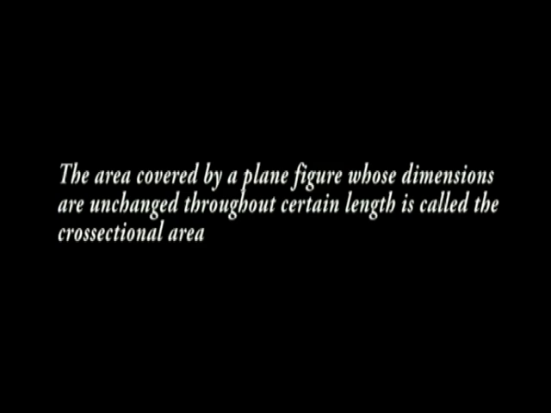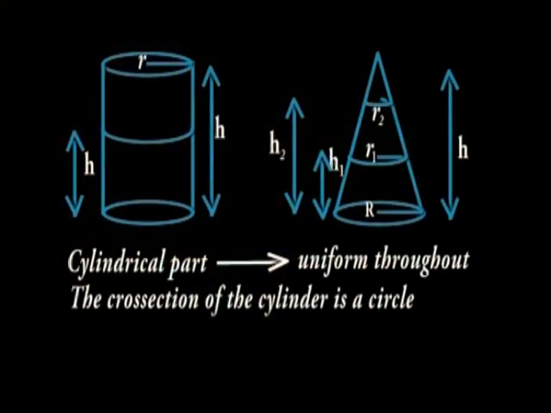Let's use a cylinder and a cone to extrapolate further. For the case of the cylinder, the bottom is a circle of radius r. Still at the level h, the radius of the circle remains r. The same radius is at the top. The cylindrical part is thus uniform throughout the entire height h. We therefore say that the cross-section of a cylinder is a circle.